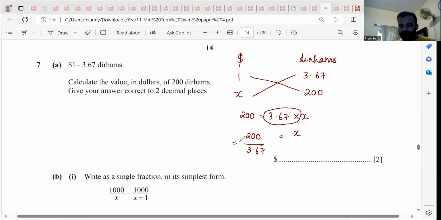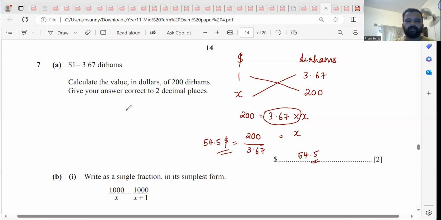will give you an answer as 54.5. 54.5 dollars it will be. So 54.5 is our final answer.